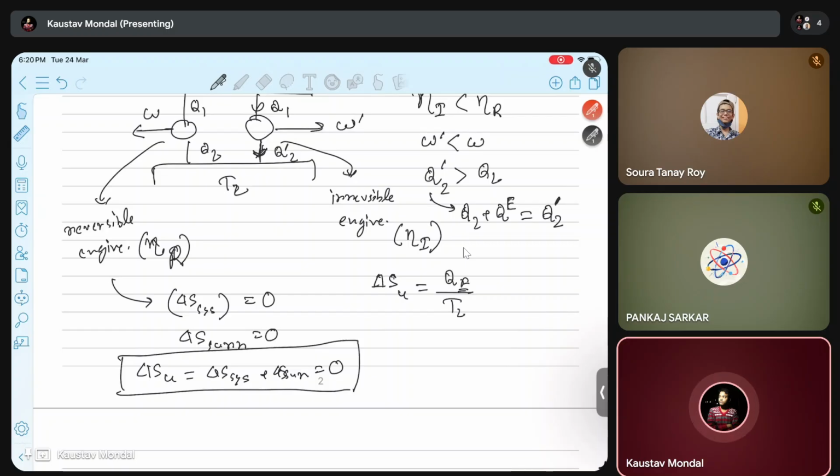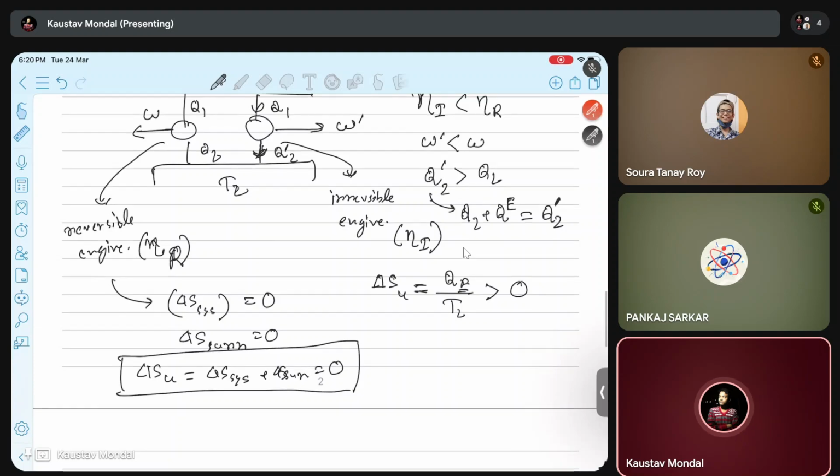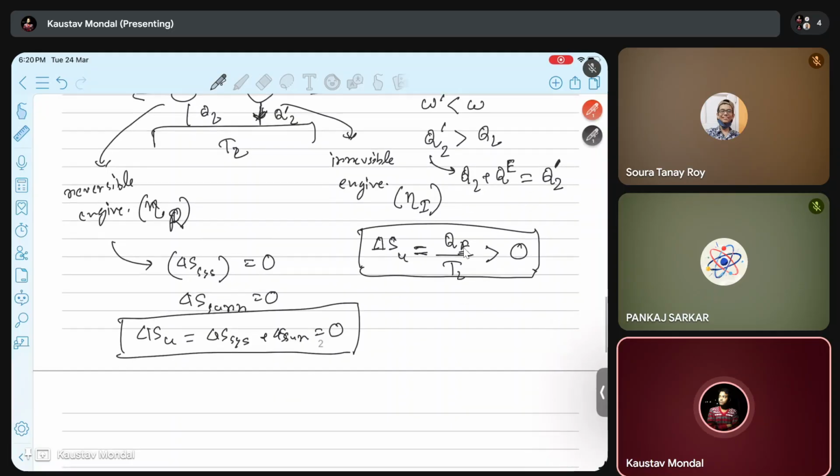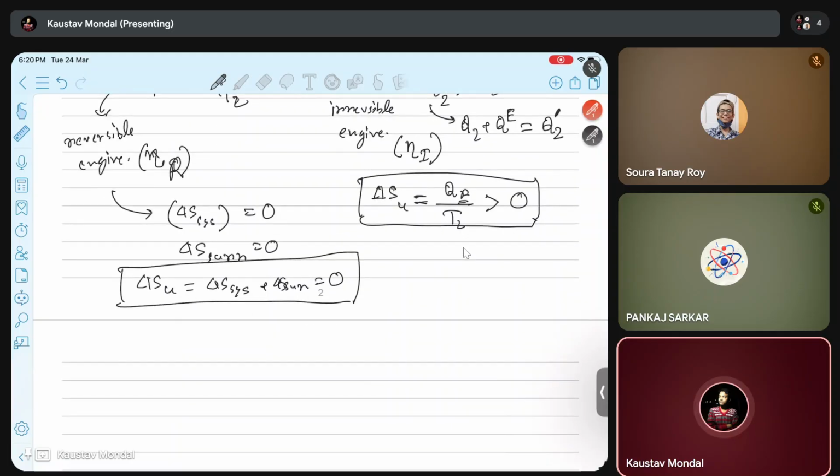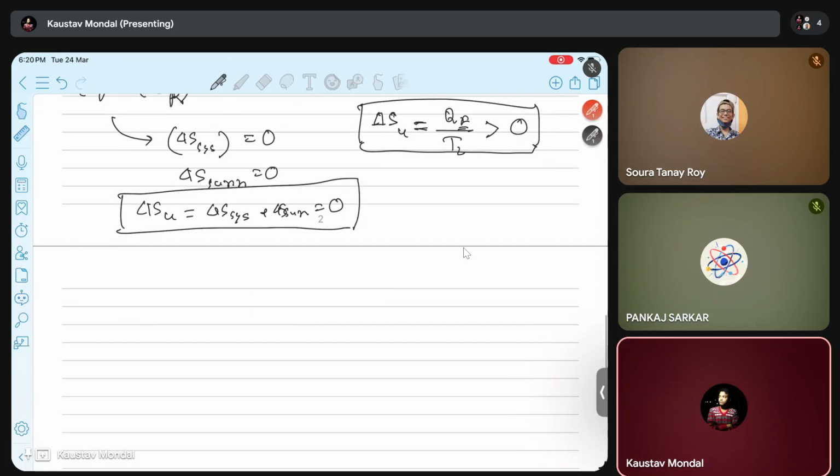QE is basically the excess heat compared to the reversible engine. So this delta S universe is basically given by QE by T2. So that means it's always increasing. So this is greater than 0. So for a case of an irreversible engine, the change in entropy in the universe is always greater than 0. For the reversible engines, it is equal to 0.